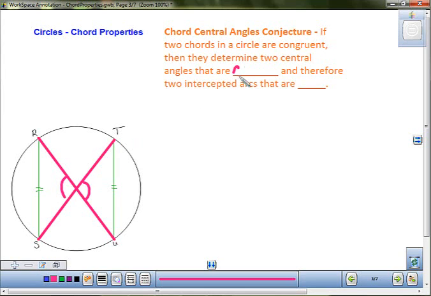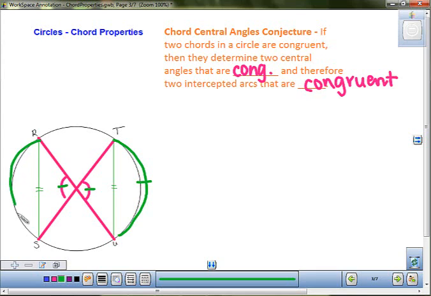So the angles are congruent, and therefore the intercepted arcs are also congruent, because when you have a central angle, it's congruent to the arc. So if this has one tick mark, the arc would have one tick mark. This is congruent, so this arc is congruent. So congruent chords make congruent central angles, which make congruent arcs.